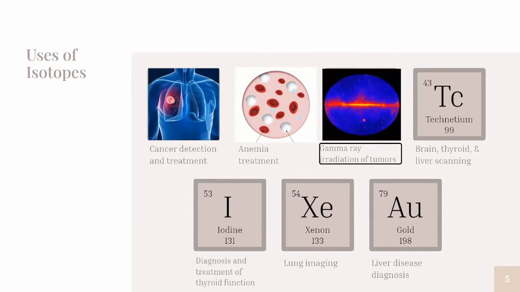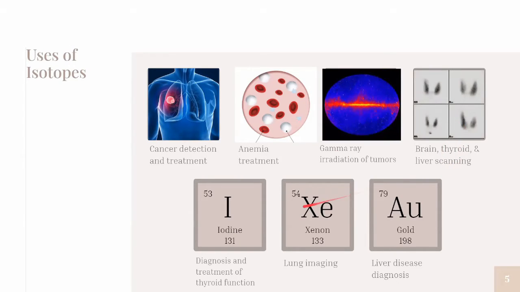When cobalt decays into nickel, two wavelengths of high energy gamma rays are emitted, which is why cobalt specifically helps with gamma ray irradiation. Then there's technetium-99, which helps in brain, thyroid, and liver scanning. And iodine is used in diagnosis and treatment of the thyroid function. This is because your thyroid gland uses iodine to make thyroid hormones, which can help control growth, repair damaged cells, and support a healthy metabolism.